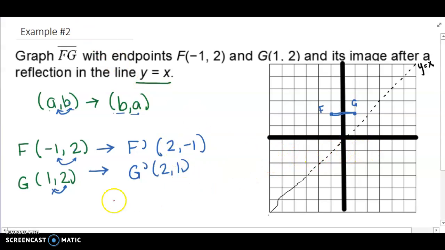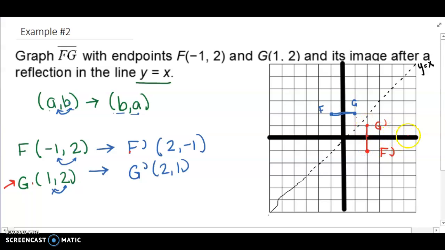Sorry, guys. So if I plot this now, and guys, it's so much easier to find the coordinates and then plot it on here than to just try to plot it. Okay, so my F prime, sorry, is 2, negative 1. I thought I screwed up. So 2, negative 1. There's my F prime. And my G prime is 2, 1. Okay, so I'd have it like this.